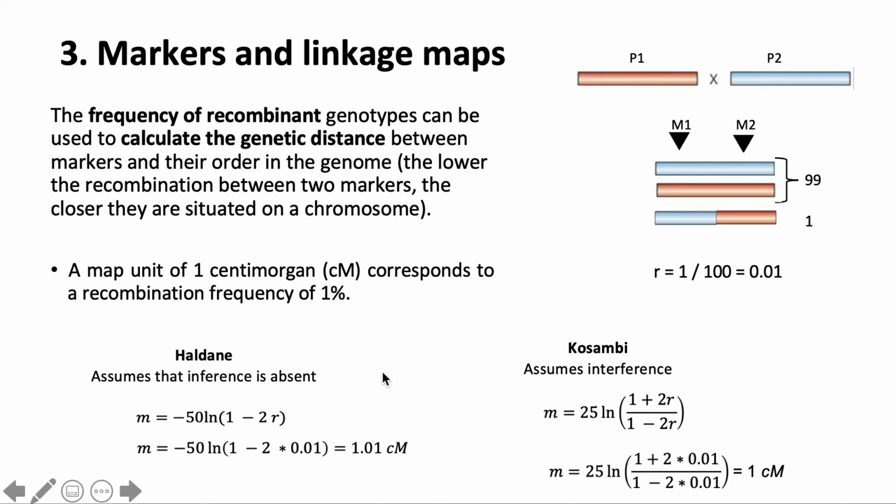Haldane assumes that there is no interference between one recombination and another one, so there is no effect. If there is one recombination, that recombination doesn't affect another one in the chromosome. And the Kosambi assumes that there is interference, so that one recombination in the chromosome can affect another recombination.